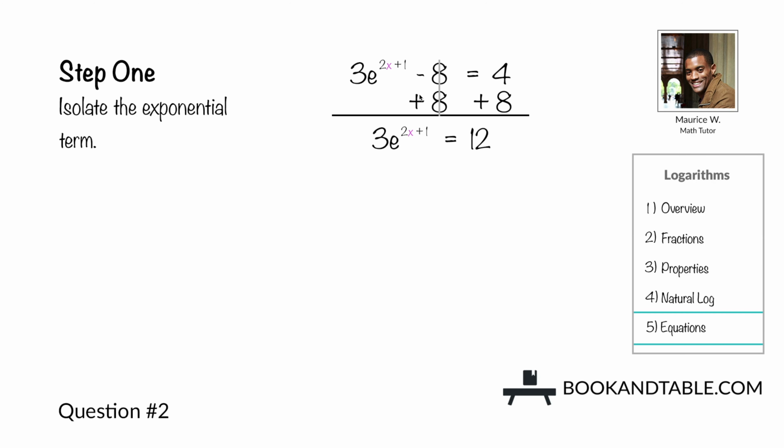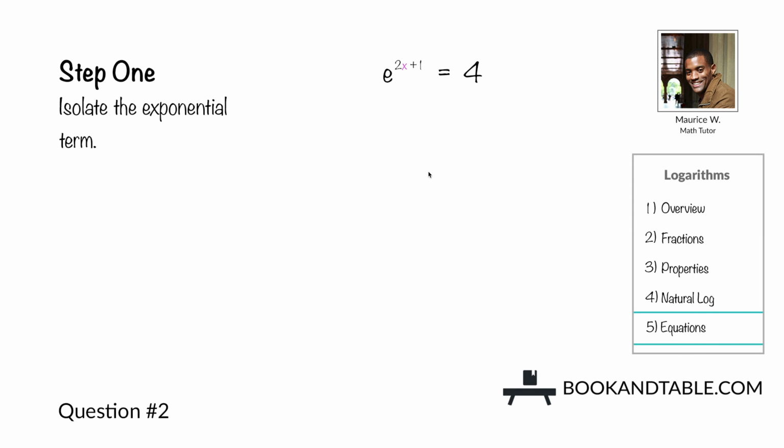So we'll begin by adding 8 to both sides, showing us that 3 times e to 2x plus 1 is equal to 4 plus 8, which is 12. And now we can remove this coefficient of 3 by dividing both sides by 3, showing us that e to the power of 2x plus 1 is equal to 12 divided by 3, which is 4. And now we can use this expression to help us solve for x.